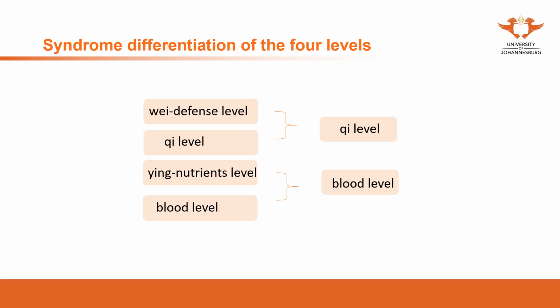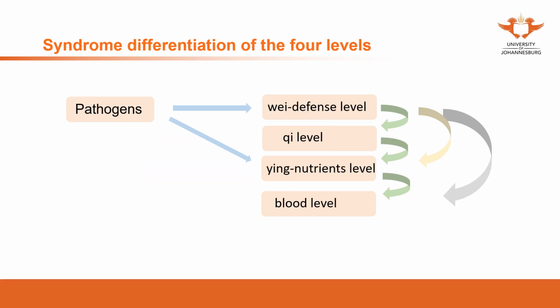The disease keeps developing further and further, going more to the interior. The pathogens can attack the Wei level directly. This is also very similar to the Taiyang syndrome. The only difference is that Taiyang syndrome is cold-induced, while Wei level syndrome is mostly heat-induced.